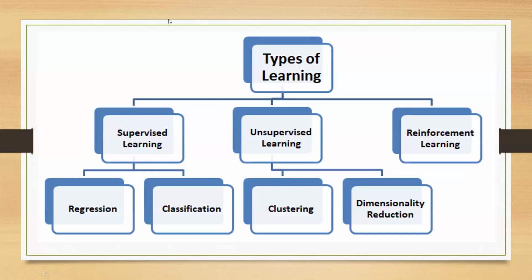Then when we come to the types of learning, there are supervised learning, unsupervised learning, and reinforcement learning. As the name suggests, supervised learning is a system where we supervise the learning. In other words, we tell the computer what things are. We normally say we label the targets.